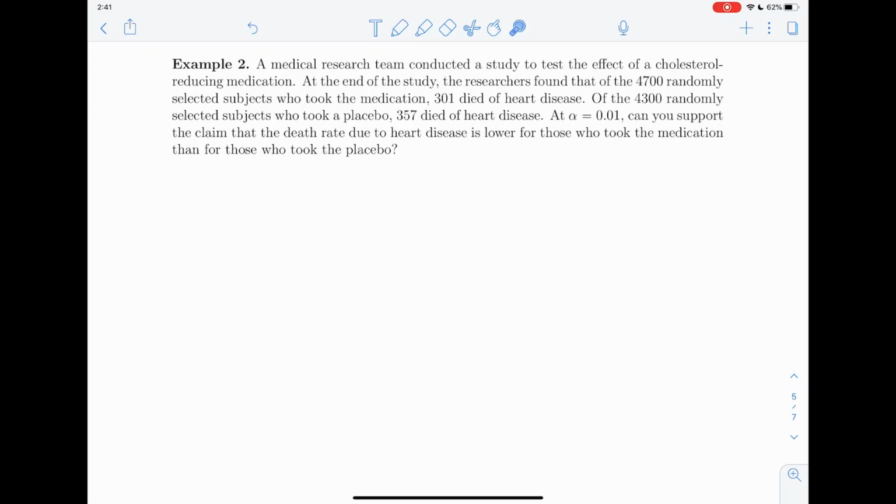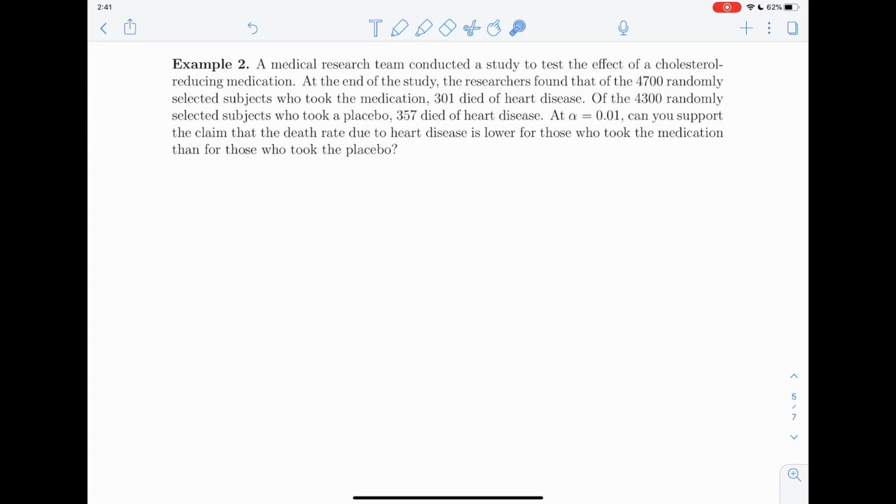here. Nonetheless, at the end of the study, the researchers found that of the 4,700 randomly selected subjects who did take the medication, 301 of them died of heart disease, whereas of the 4,300 randomly selected subjects who took a placebo, 357 died of heart disease. So the question is, with a 1% level of significance, which is quite low, so that's good, can we support the claim that the death rate due to the heart disease is lower for those who took the medication than those who took the placebo?